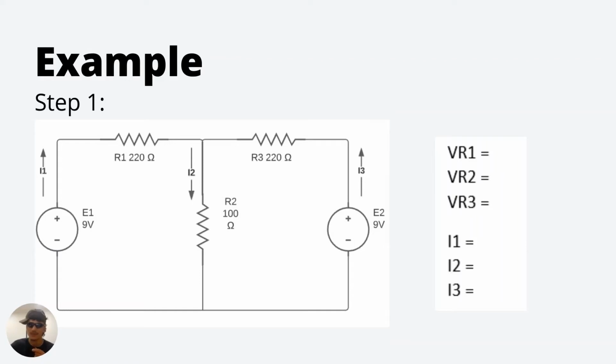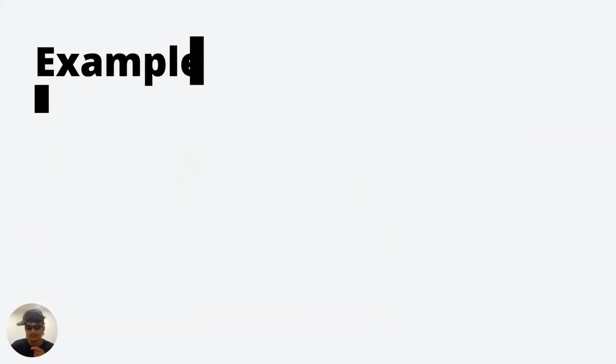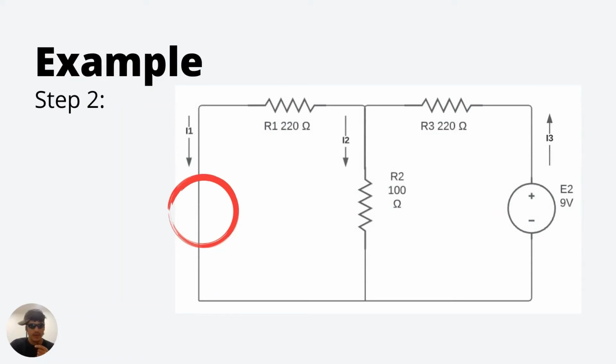Here we have a circuit with two voltage sources. I have labeled each element and listed what I am trying to find. In this case, I will find the voltage and current flowing through each resistor. So next, I replaced one of the voltage sources with a short circuit, leaving me with a simple single source circuit.